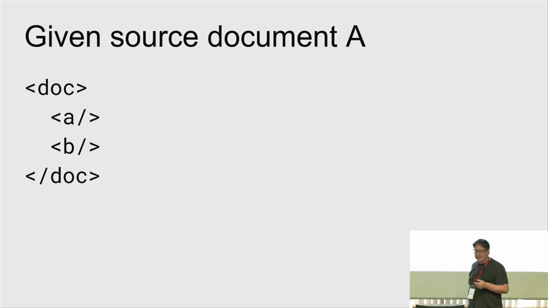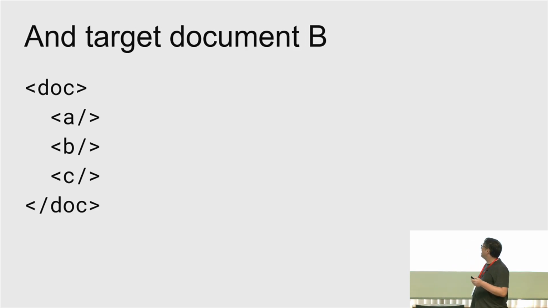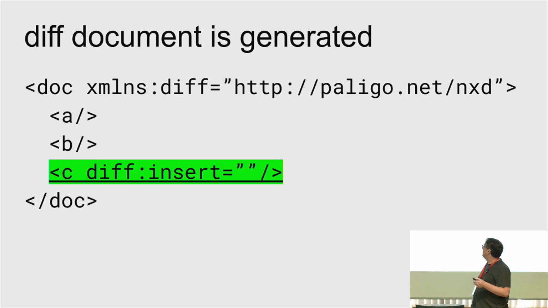Here we have a very simple source document and a target document, and you can see that the C element has been inserted, and there's a little annotation here, created by the diffing tool, to show the difference.